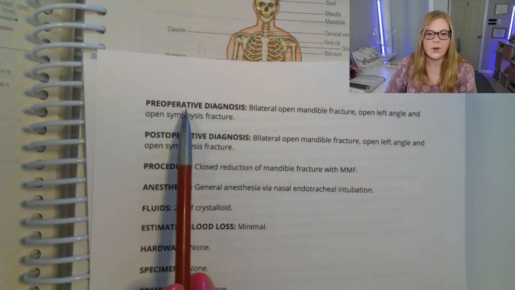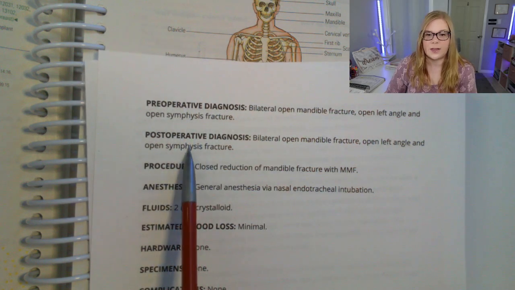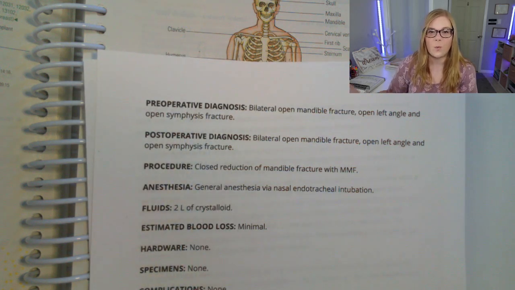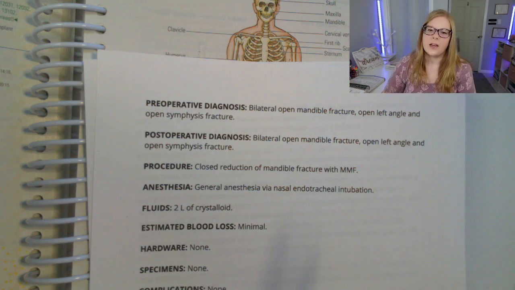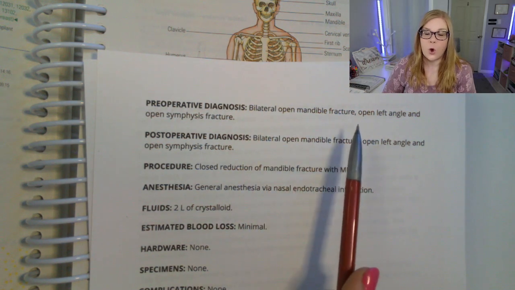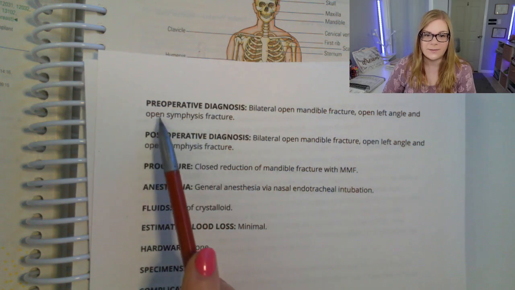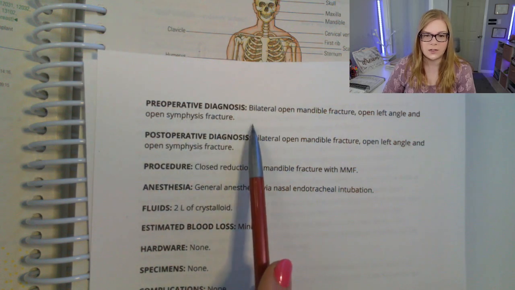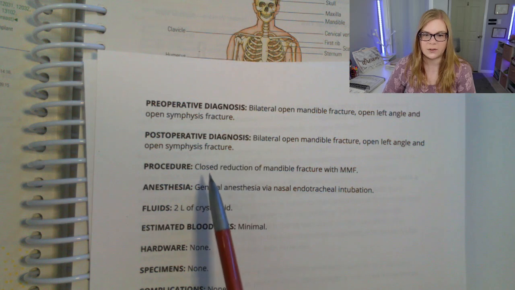So in this one, the pre-op and post-op diagnoses are the same because they probably did an x-ray on this patient already ahead of time to determine what kind of fractures this patient had. So this patient had bilateral open mandibular fracture, open left angle, and open symphysis fracture. And as we do the diagnosis coding on this, I'll break this part down a little bit more.